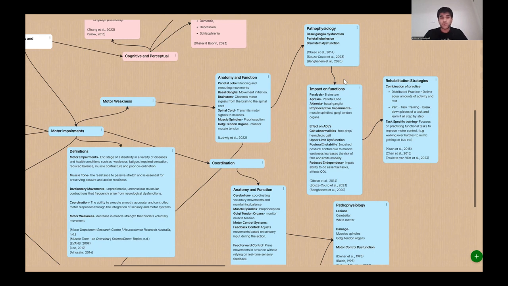In summary, sensory, cognitive, and motor impairments can significantly impact an individual's ability to perceive, process, and respond to their environment. These disruptions, whether in detecting sensation, interpreting information, or executing movements, can reduce independence and quality of life. A strong understanding of underlying neurophysiology is essential for guiding effective and personalized rehabilitation strategies.